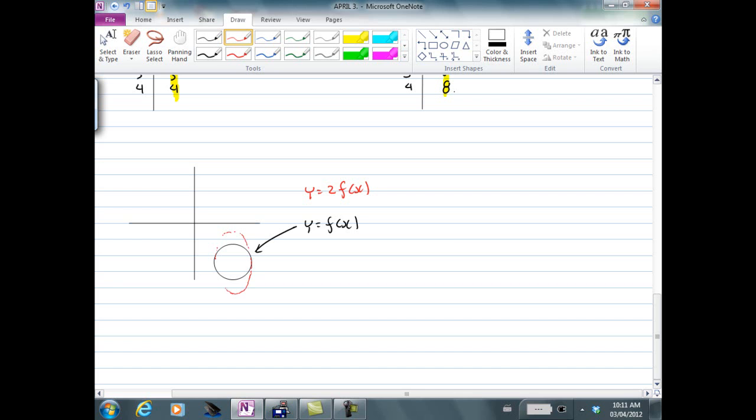Notice my x coordinate hasn't changed. It only changes the y coordinate. It could be something like that. I'm just guessing. That's what a vertical stretch is, because you're going to stretch it. Imagine you have a hand here and a hand here. We're going to pull. Okay, and that's what you get. This is called a vertical stretch.